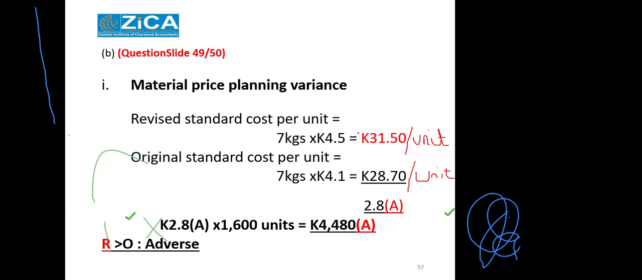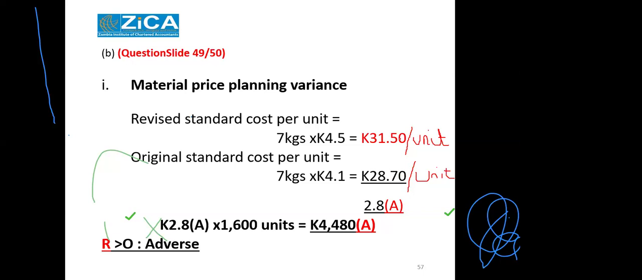But here we want per unit. You can also do it per kg. 4.5 is per kg, 4.1 is per kg. You can also do it that way. But one option is per unit. So 31.5, that's per unit. That's the revised cost per unit. Then the original cost per unit is 28.7. So the variance is 2.8 adverse.